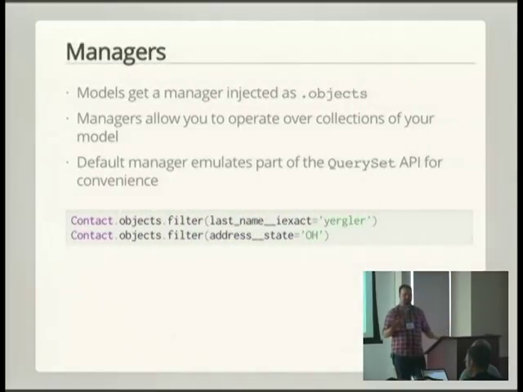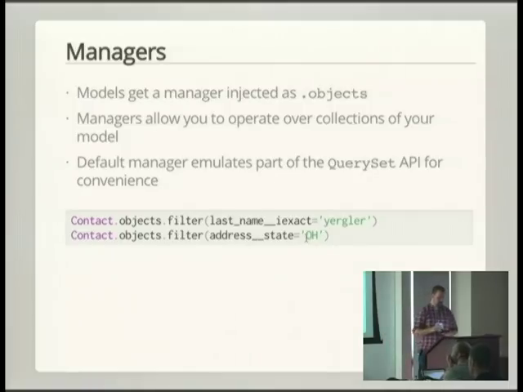So I mentioned this thing called managers. Every model has a manager, and by default, it's the .objects manager. And this lets you operate over the entire collection. This is how you also start querying your data. So here's some examples where I say objects.filter, the last name is Yergler. Here's another example where I say the address state is Ohio. So two things here. First of all, the filter here is actually sort of delegating to a query set.